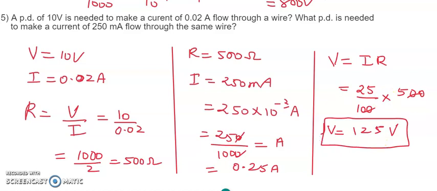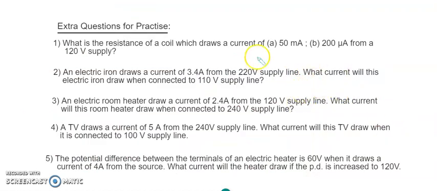Now there are some questions which I've taken, and I'll give you a hint how to do them. The first question: what is the resistance of the coil which draws a current of 50 milliampere, 200 microampere, and 120 volt? The first case is I is 50 milliampere and volt is 120. Find your R. Milliampere means 10 raised to minus 3 has to be multiplied, and micro means 10 raised to minus 6. So the first case your I is 50 multiplied by 10 raised to minus 3. In the second case it is 200 multiplied by 10 raised to minus 6, and you need to find R.